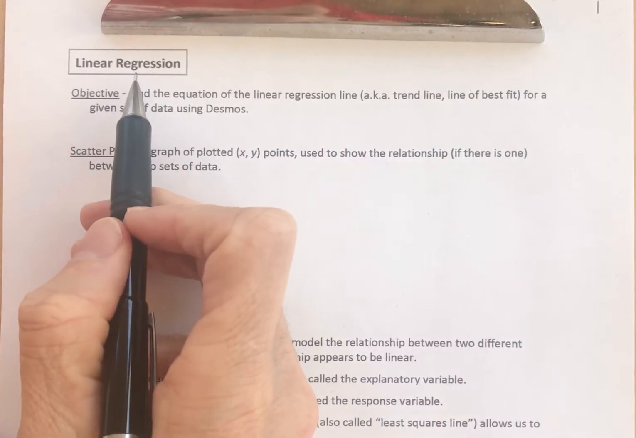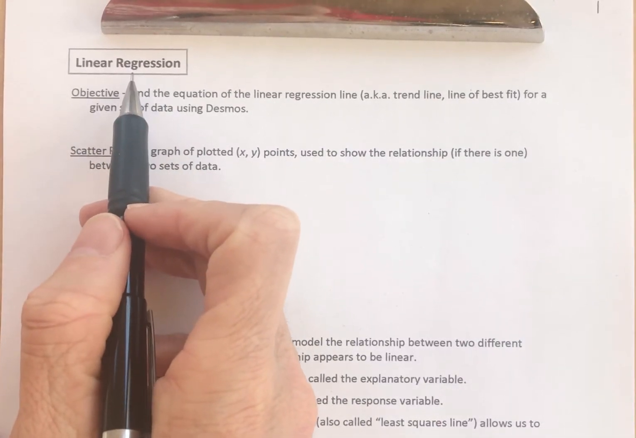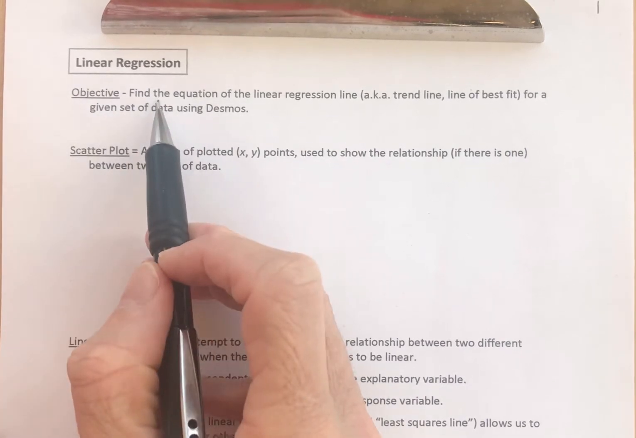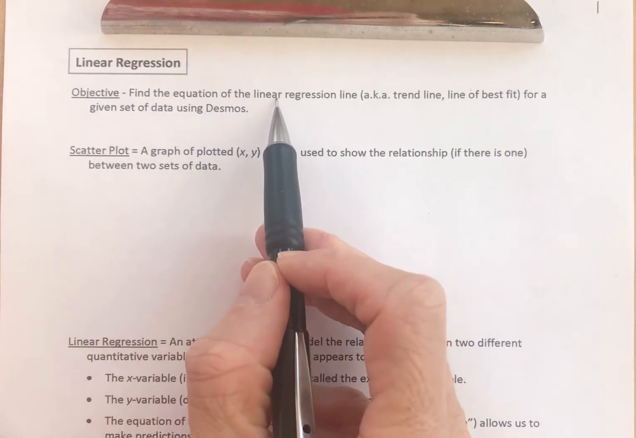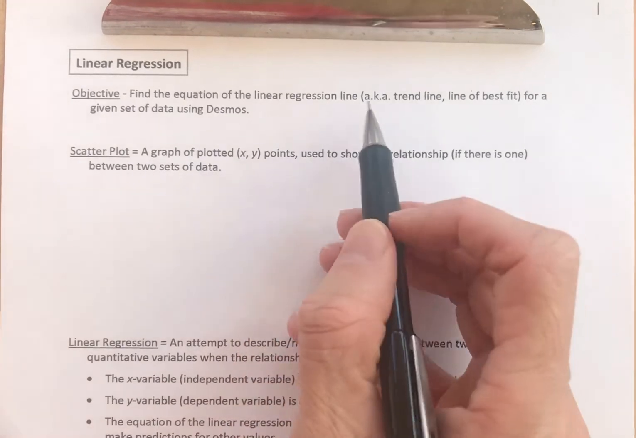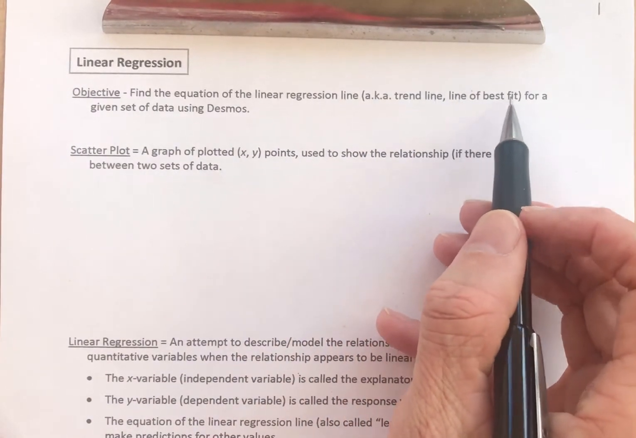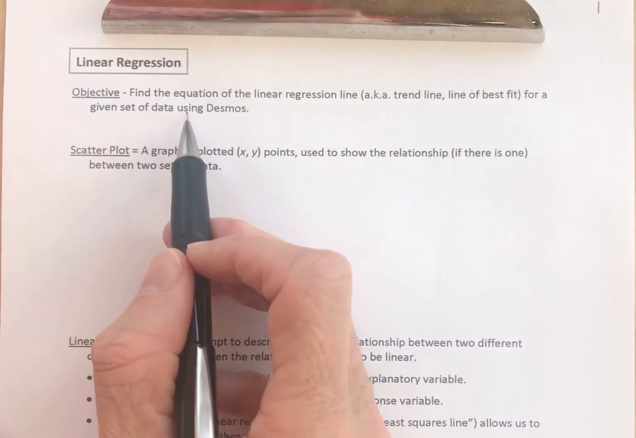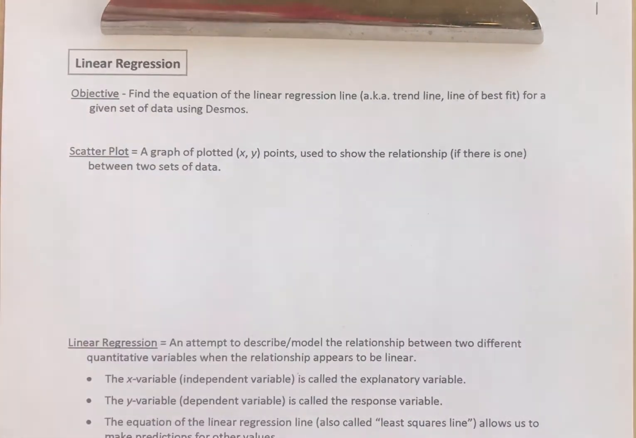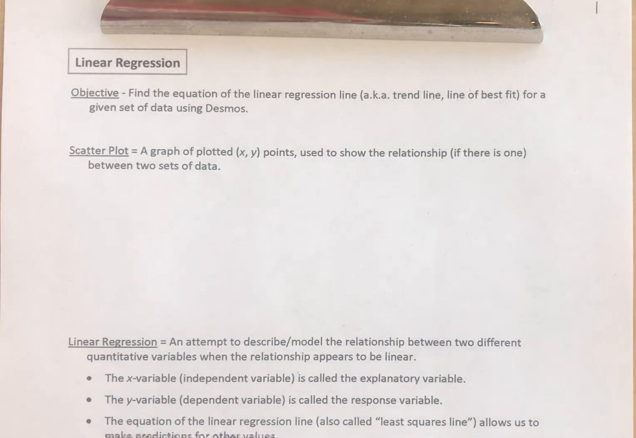Linear regression. So our objective for this video: find the equation of the linear regression line, also known as a trend line or a line of best fit, for a given set of data using Desmos, the graphing app Desmos.